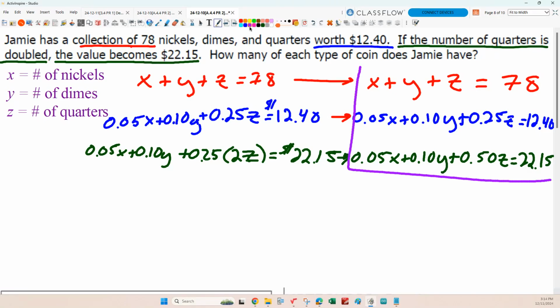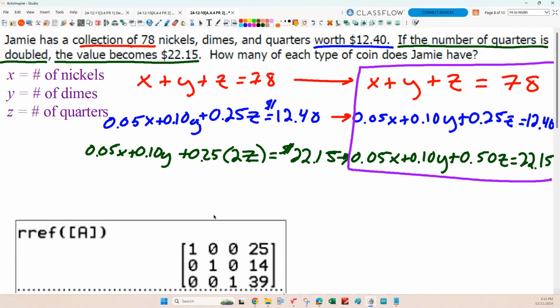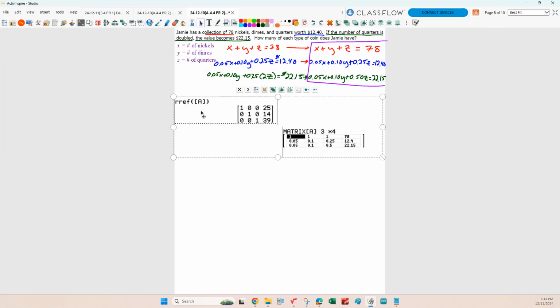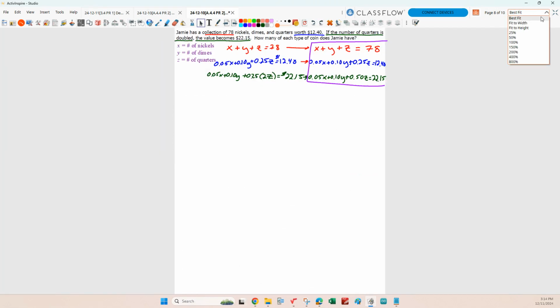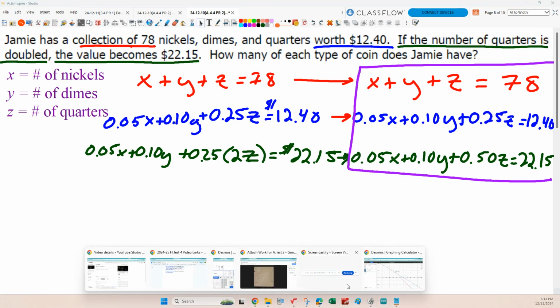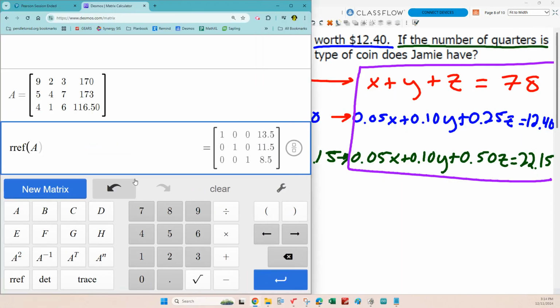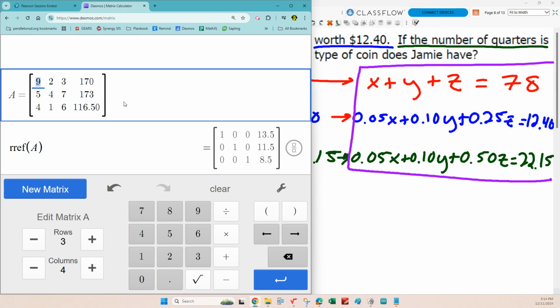we've just got to put that into our matrix calculator and solve the system. And what do we get if we do that? Oh, I don't want to use that version. No, we don't want to do that. Okay, there's my matrix calculator. Do I have to clear everything and start over? No, I really don't. I can just go up here and change what matrix A is, and it'll automatically change my answer for me. So what should that first row be instead of 9, 2, 3, 170?